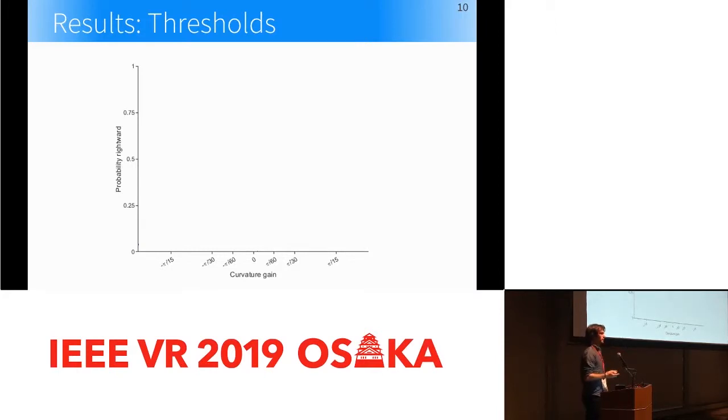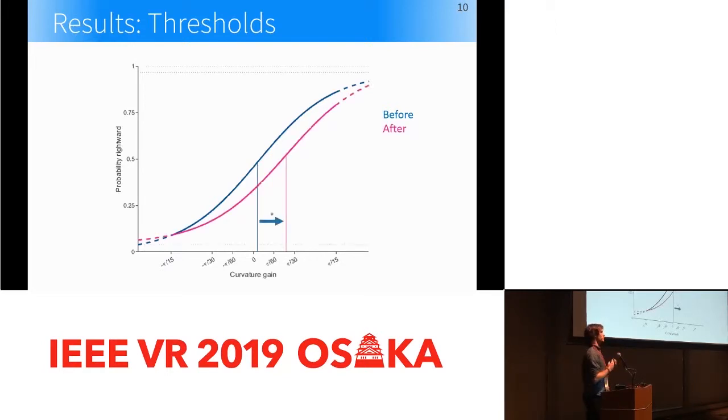So when we did this for the first time, we got this nice psychometric function, and as you would expect, when we did redirection with a non-existent gain or with a very low gain, then the users were not sure if they were directed to the right or to the left. So the probability is like chance. And when we did the adaptation session, which was like 150 trials for 20 minutes, then indeed the perceptual threshold and the psychometric function did shift to the right.